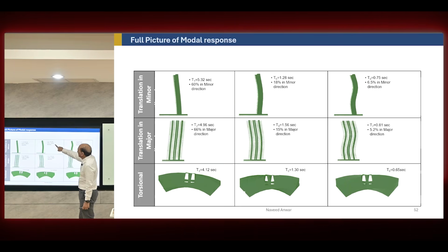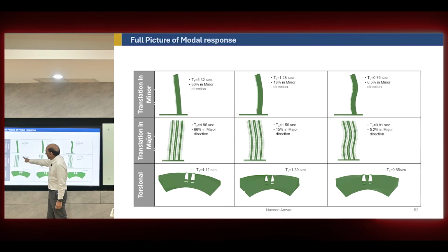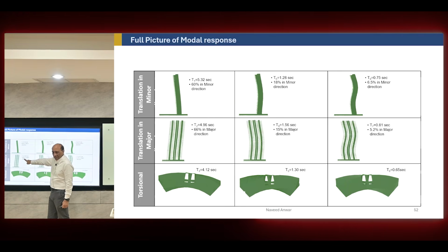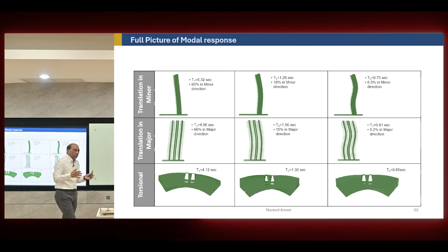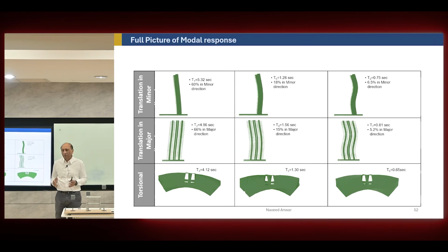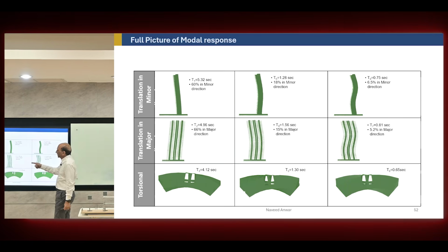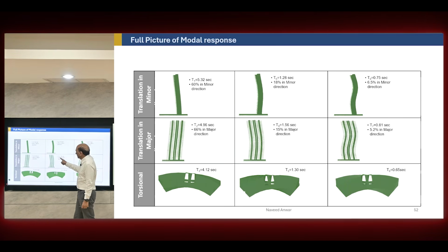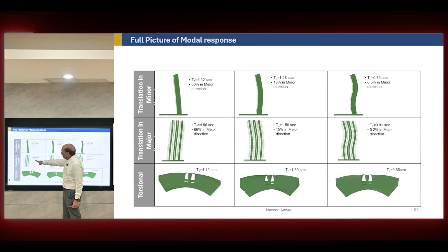And again, the natural period jumped a lot. In the major direction, in the stronger direction, the first period is 4.96, close to that one, not bad, because that means the stiffness in the two directions is similar. It's not much different because the period is similar, not a big jump. And then number 4 is 1.56, a big drop from there, 15%, 18%, 15%, 60%, 66%.